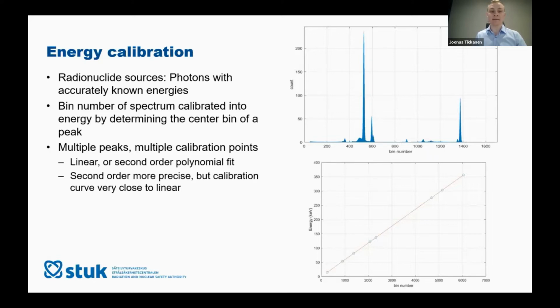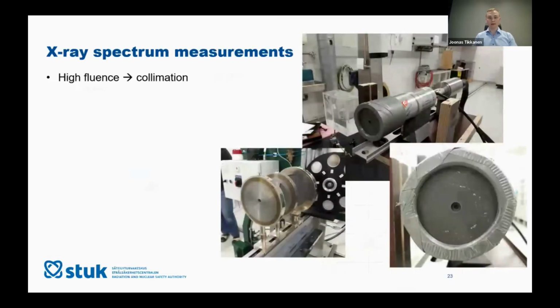I have to say that if you need to do very precise measurements, then I think you should use a second order polynomial, but the curve is very close to linear in any case. Here are a couple of pictures from our setup when we are measuring these X-ray spectra.